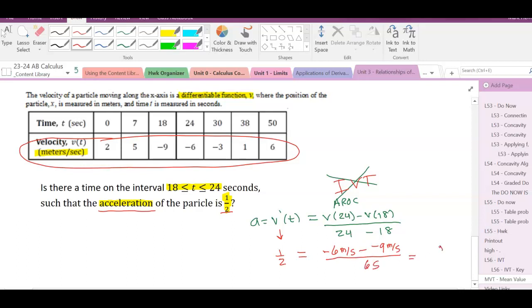Notice our units are meters per second per second. That is an acceleration unit. So we're doing this right. Well, 6 minus a negative is really 6 plus 9, so that's 3 over 6. Sure enough, the average rate of change does equal the instantaneous rate of change. So the answer is yes. But we have to pick up all the key pieces.